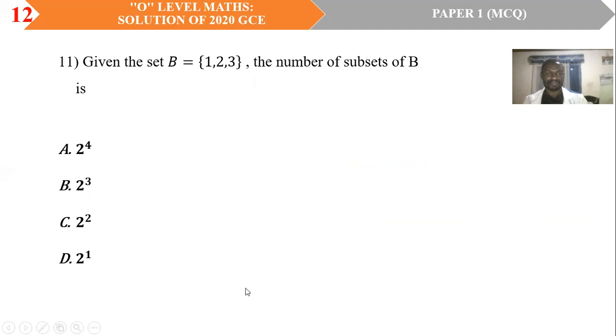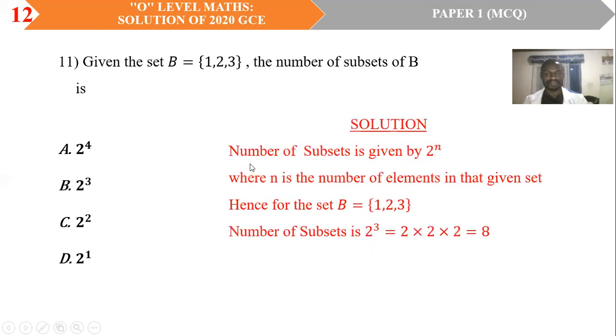Question 11. Given the set B equals the set of 1, 2, 3, the number of subsets of B is? Solution. The number of subsets is always given by 2 to the power n, where n is the number of elements in that given set. Hence, for the set B equals {1, 2, 3}, the elements in this set B are 3. Therefore, the number of subsets will be 2 to the power 3, which is 8.